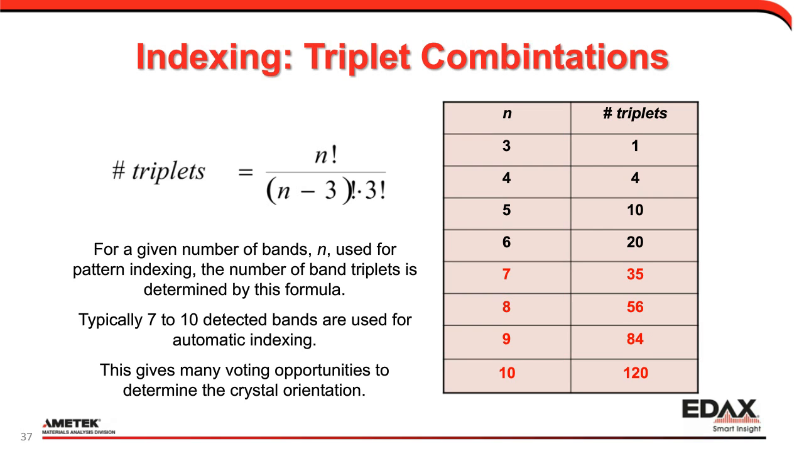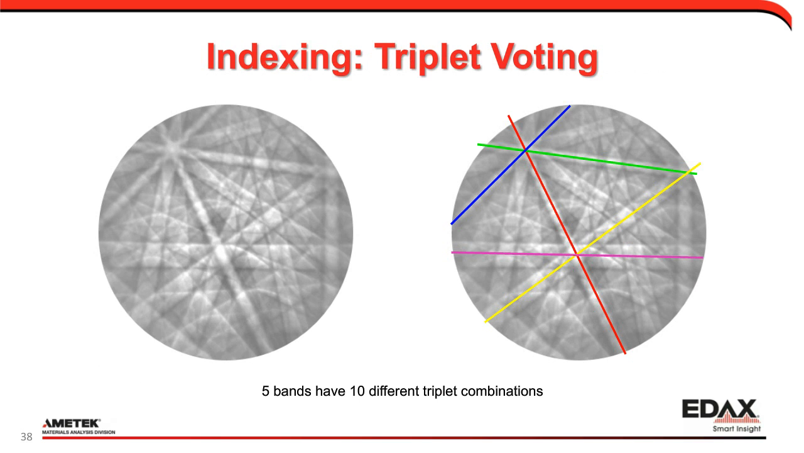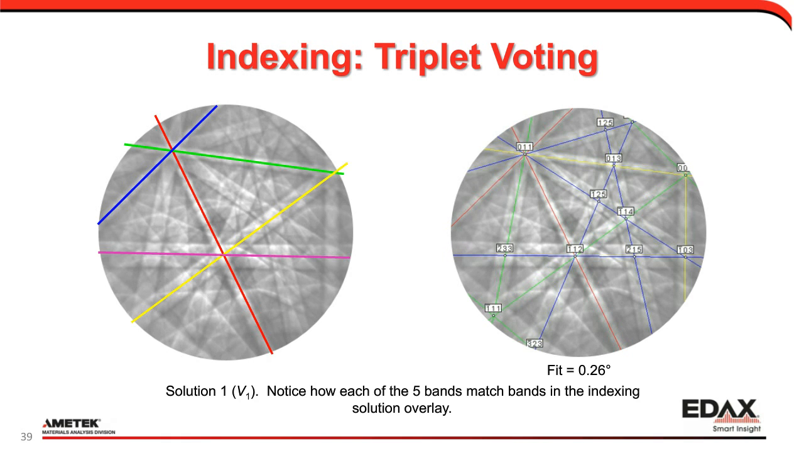So just to show this, this is an example where here's a pattern. We're looking for 5 different bands. For 5 bands, there are 10 different triplet combinations. So if of these 5, I can find a solution, I take a set of 3 lines from this. I find a solution that matches very well and it gives us a good fit index. I can take those same set of lines and find a second solution that matches the center one.